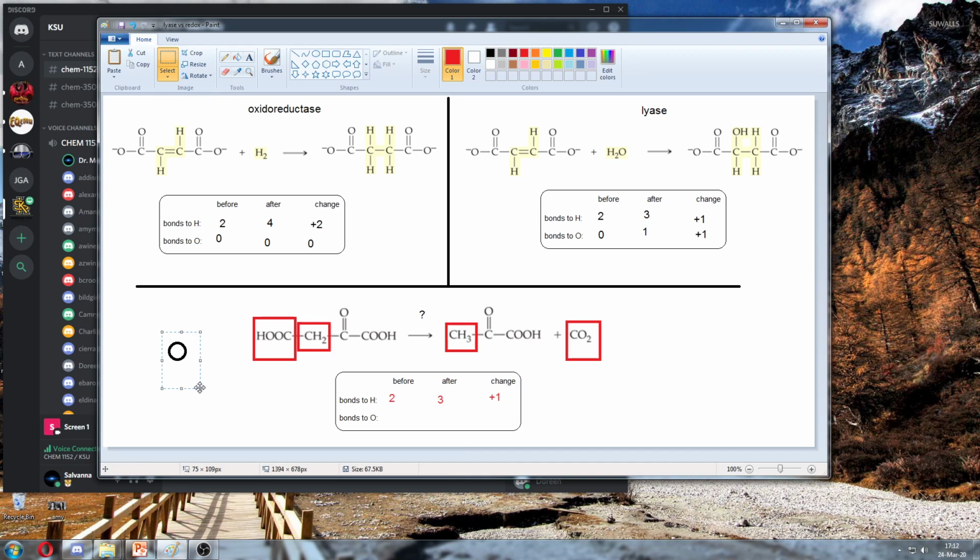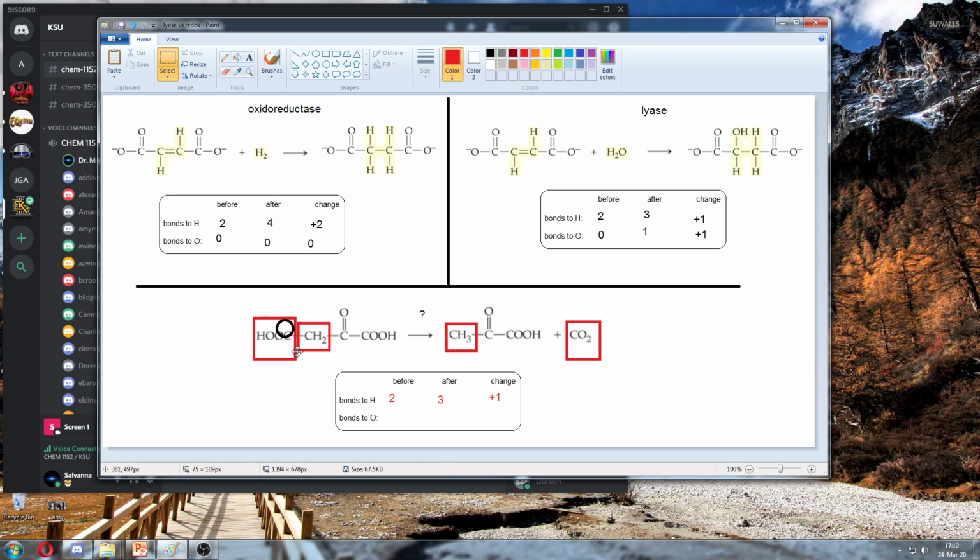Now let's do our bonds to oxygen. How many bonds to oxygen do these two carbons have combined? Make sure you're counting bonds and not the number of oxygens. This one has no bonds to oxygen. This one, however, has 3. This is a carboxyl group. It looks just like these up here. This one would have an H on it if I drew it with this H. It looks like that.